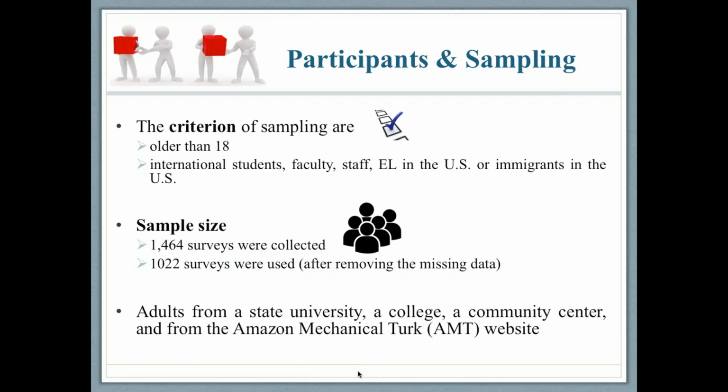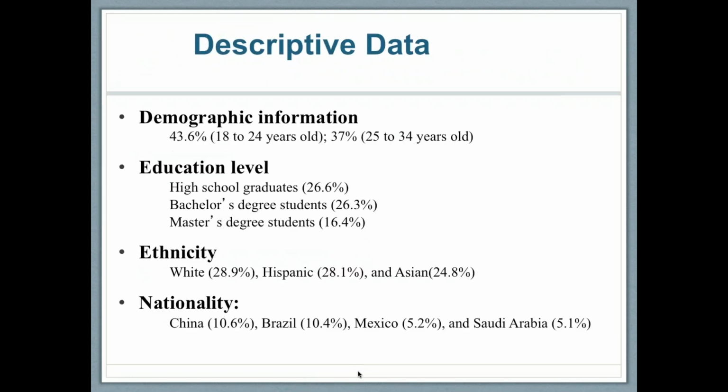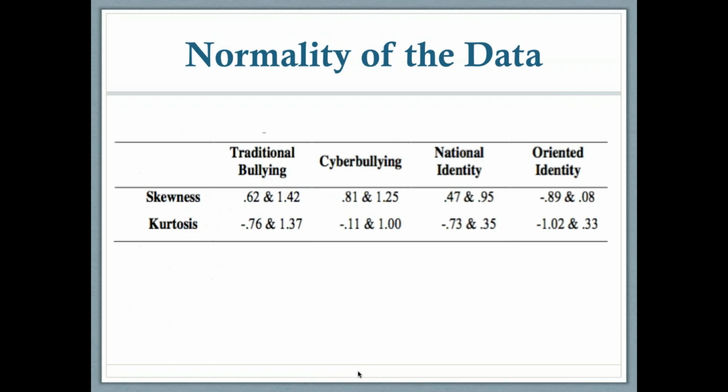So anyways, the results of this study are based on those 1,022 people's data. And the demographics indicated that around 44% of those individuals were university age level, so 18 to 24, and about 37% was above 25 up to 34, 35. And their educational levels were mostly high school degrees, bachelor's degrees, and master's degrees. Their ethnicity was white, Hispanic, or Asian. And most of the participants immigrated or came to the US from China, Brazil, Mexico, and Saudi Arabia.